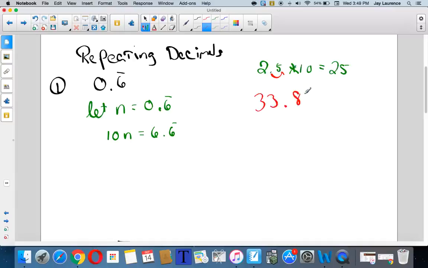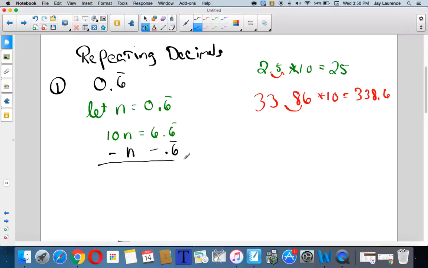If I take 33 and 86 1/100ths and I multiply by 10, that decimal point is going to move one place, and I'm going to get 338 and 6/10. Okay, by the way, dividing by 10 would take it the other way. Now watch, this is really cool. So I multiplied by 10, and I've got this equation now, right? I'm going to take my original equation, and I'm going to subtract it from the first equation.